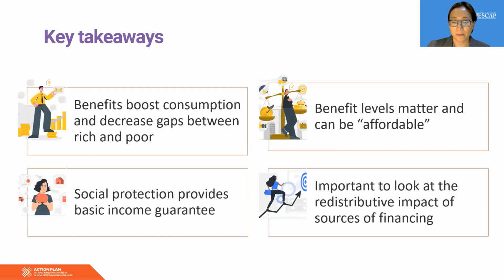So some key takeaways are that benefits do reduce poverty and in particular boost consumption, particularly for the poorest welfare deciles, and help to decrease the gaps between the rich and the poor. And benefit levels do matter and should be raised to a level that is adequate for households to meet an adequate standard of living, and that can be within reach for countries in terms of affordability. Although affordability, as Alba also mentioned in her presentation, is more a matter of government will and the amounts that governments are willing to invest, seeing social protection as an investment and the benefits gained through it.